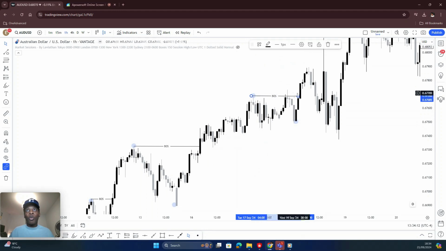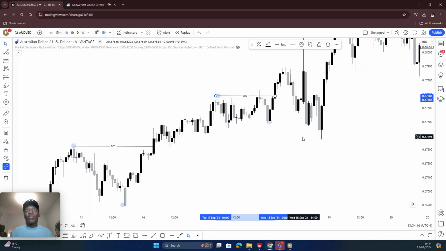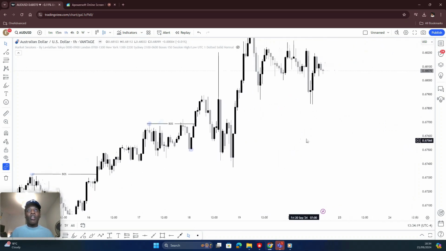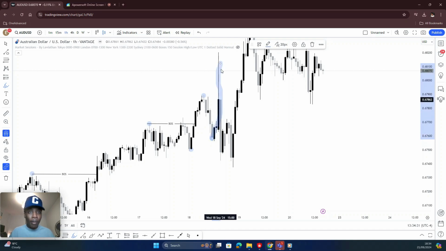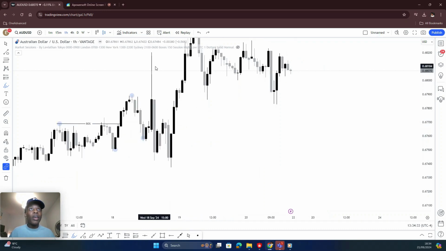Always a body close, not a weak close. We are looking for a body close to give us a break of structure. On to the next, right? Higher high, higher low. Was it this higher low that led to a break of structure? Yes, it is. But then again, this is a massive wick break. This is a wick break. This is not a body break.